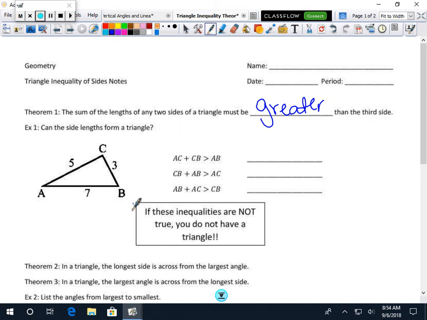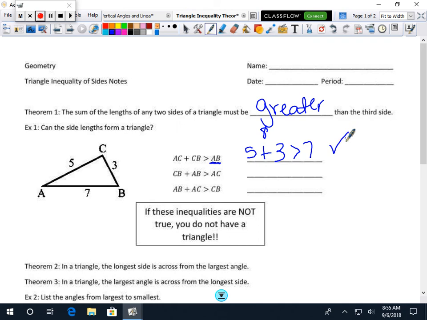We're going to look at AC plus CB first. So side AC is 5 plus side CB is 3. Well, 5 plus 3 gives me 8. And what I'm wanting to know is, is this greater than the third side, side AB? And side AB is 7. So 5 plus 3, is that greater than 7? Well, 8 is greater than 7. So this is true.